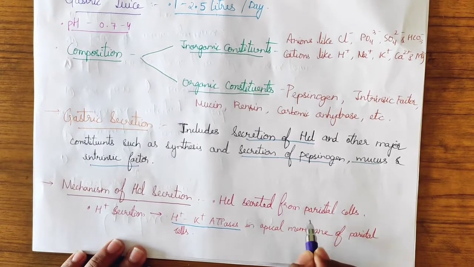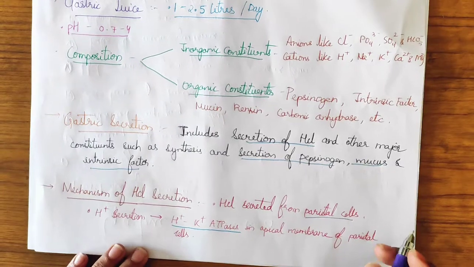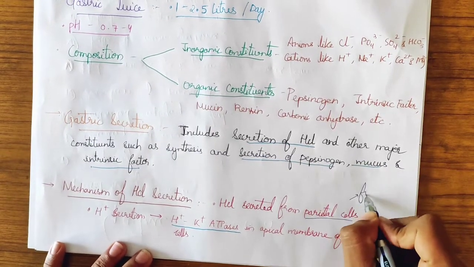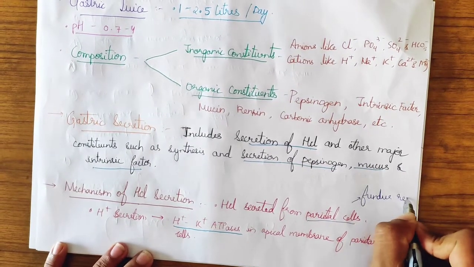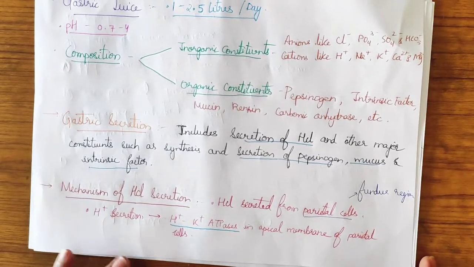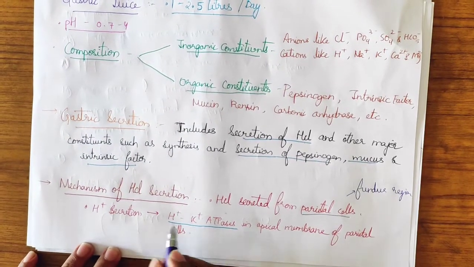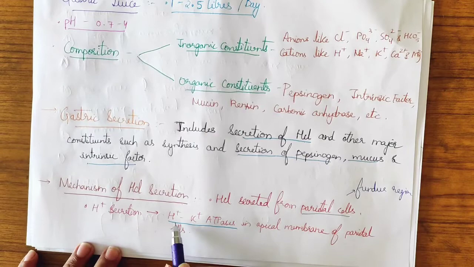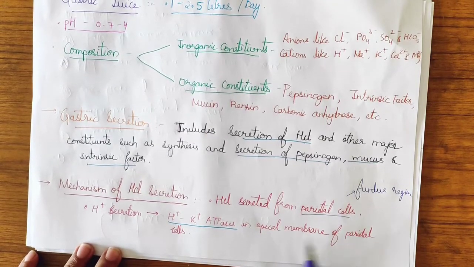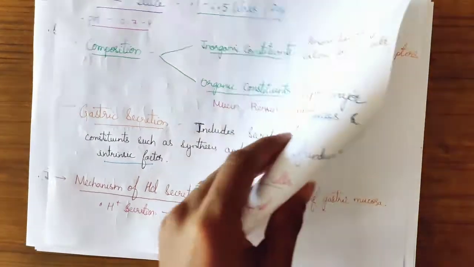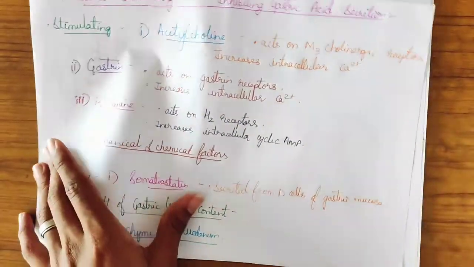The HCl is secreted from the parietal cells of the stomach, which are found in the fundus region of the stomach. The H+ secretion of the HCl takes place through the H+, K+, ATPase in the apical membrane of the parietal cells. So let's talk about this mechanism through a diagram.